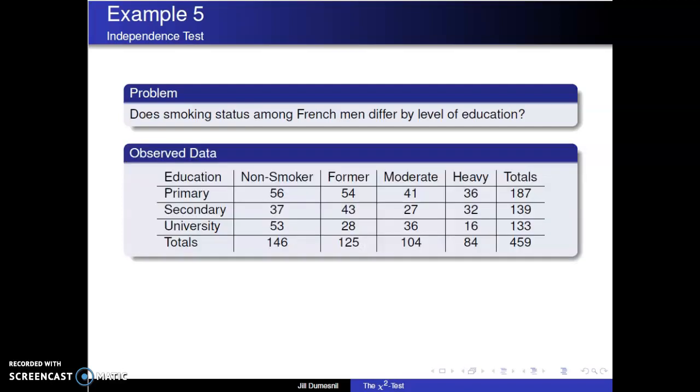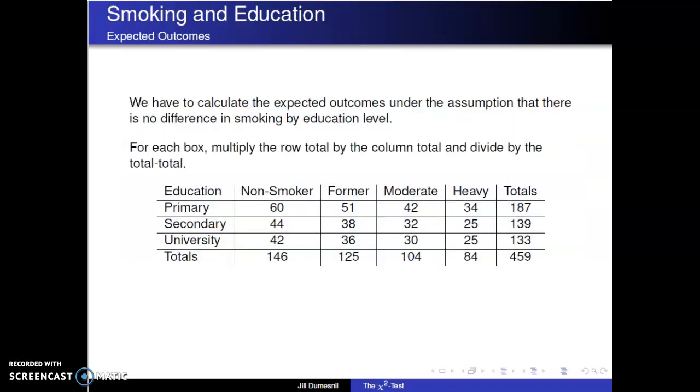We have observed data from 459 French men. The two categorical variables are smoking status and education level. Smoking status can be one of 4 categories, and education level can be one of 3 levels. Having more possible values for our variables just makes our matrix of data larger. We still have to calculate the expected outcomes under the assumption that there is no difference in smoking levels.